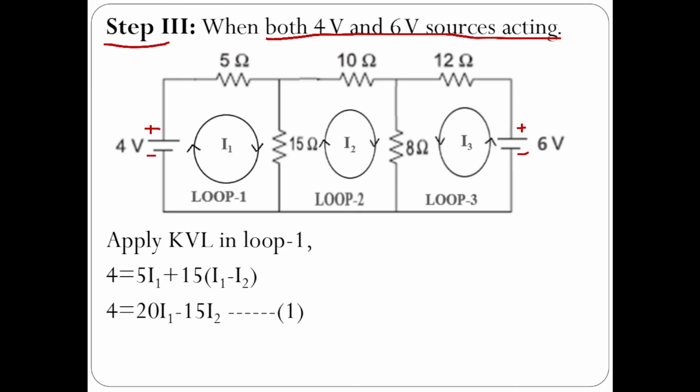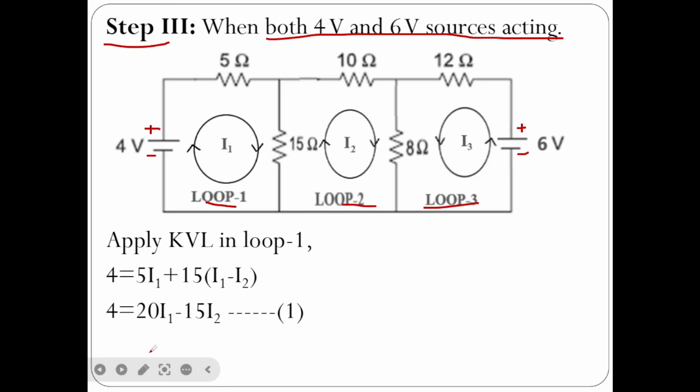Both are there in the circuit. So here if you observe, there are 3 loops in the given circuit. So loop 1, loop 2 and loop 3.